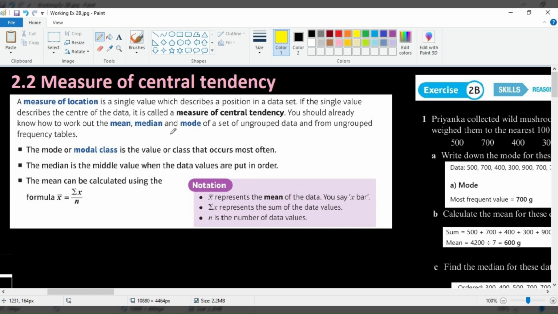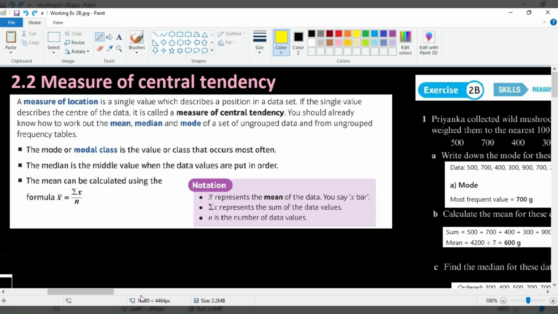You should already know how to work out the mean, median, and mode of a set of ungrouped data and from an ungrouped frequency table. You should know very well that the mode or a modal class is the value or class that occurs most often. Then comes median, which is the middle value when the data values are put in order. First of all, you must always remember that they should be in order. Then comes the mean that can be calculated using this formula, the one that you can see on the screen.